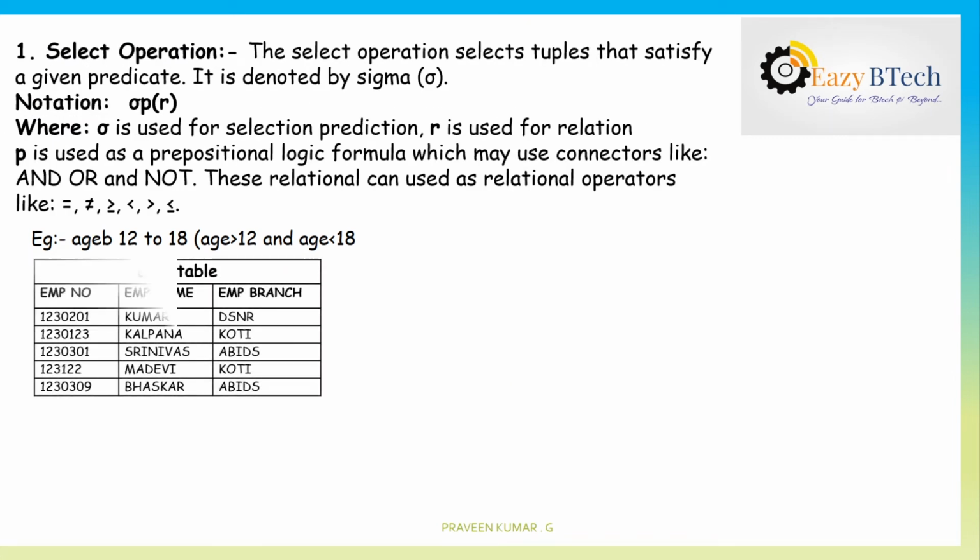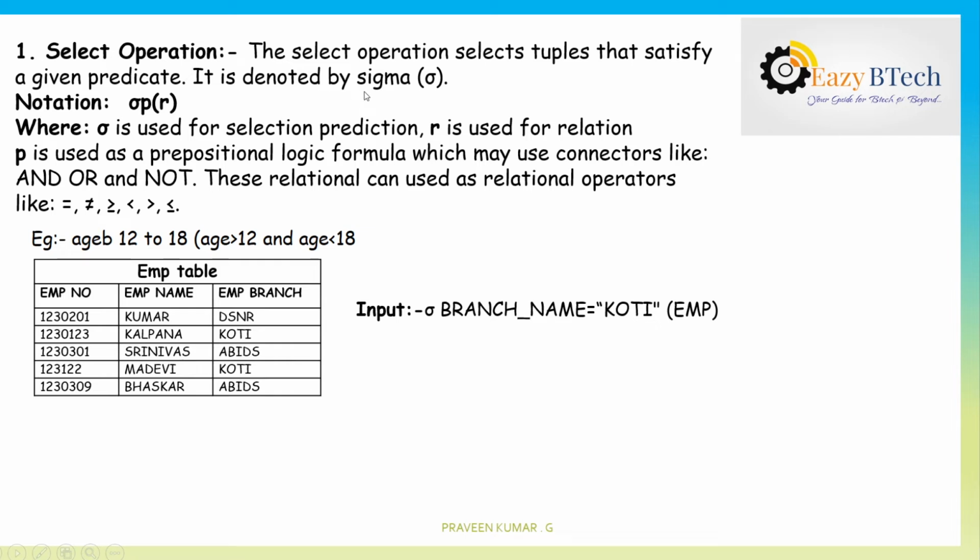Now we check each operator individually. First we have the select operator. What is the use of the select operation? The select operation selects tuples. Last class we discussed that a tuple is nothing but a single row of an entity. In a student table, suppose I want the information of a particular student with roll number 102. When we give select star from student where roll number is 102, we retrieve the whole tuple of that student. The select operation is used to select the tuples that satisfy a given predicate, meaning a given condition.